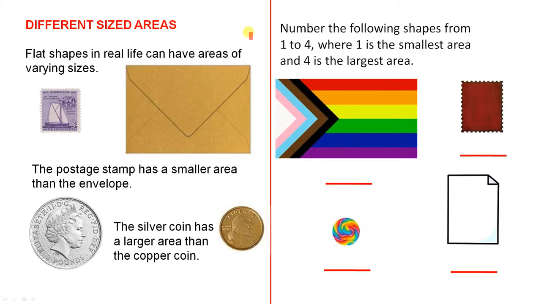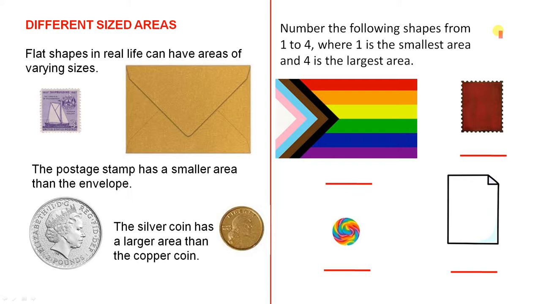Different sized areas. Flat shapes in real life can have areas of varying sizes. The postage stamp has a smaller area than the envelope. The silver coin has a larger area than the copper coin.